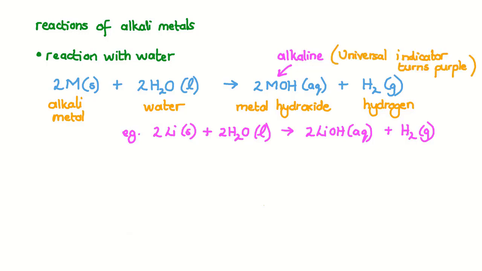When universal indicator is added to any of these metal hydroxide solutions, it turns purple, showing us that these solutions are alkaline. And this fact is the very reason why these metals are called alkali metals.